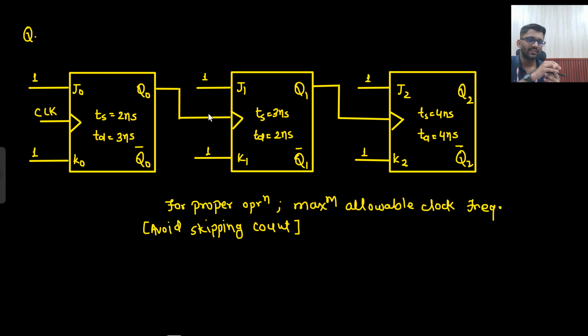Which type of counter is it? Asynchronous counter. In case of an asynchronous counter, all inputs are fixed. Why is that so? Because they will be working in toggle mode. All inputs are fixed here. If all inputs are fixed, then do you need to worry about your setup time and hold time? So these will not even be used.